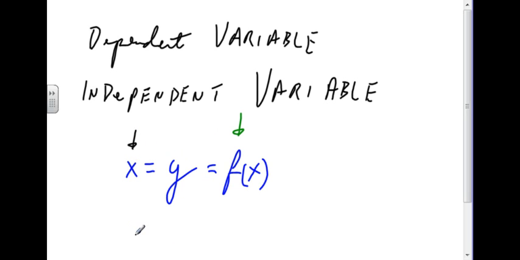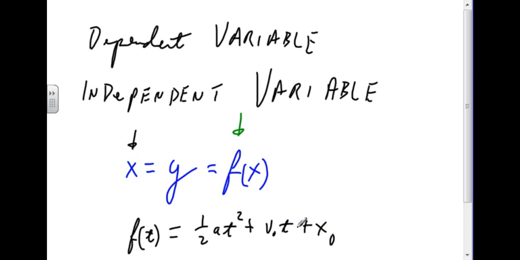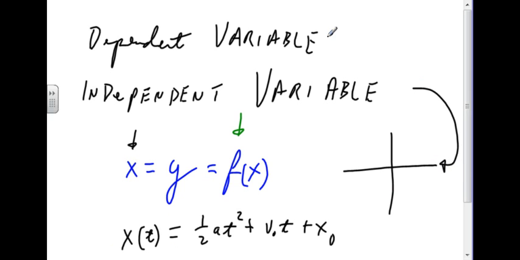So I could have f of t, for example. f of t is equal to 1/2 a t squared plus v naught t plus x naught. And t would be the independent variable, time. We'll change f to x, so x of t would be my dependent variable. So I graph something, my independent variable goes on the x-axis. My dependent variable goes on the y-axis.